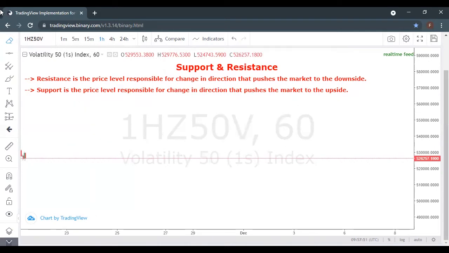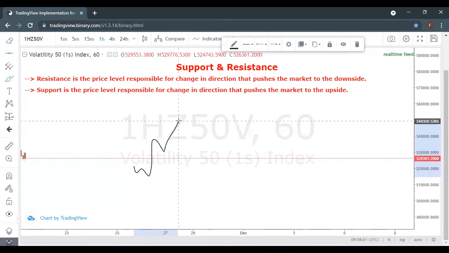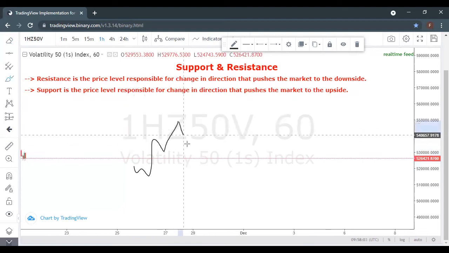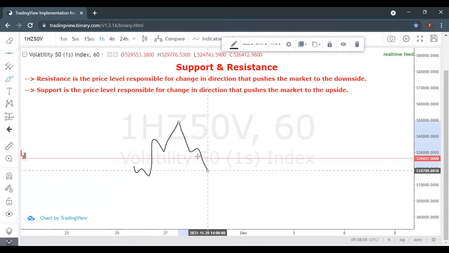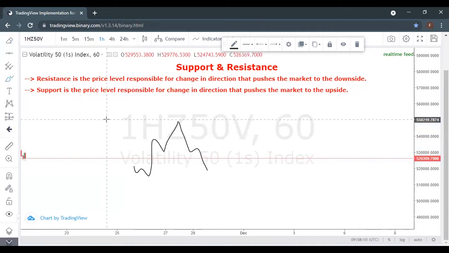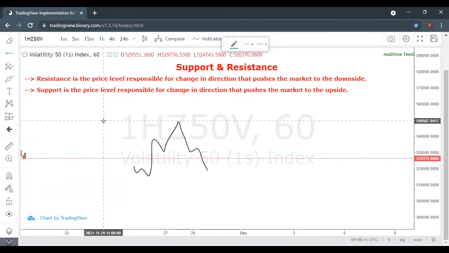So now let's say we have the market that is moving from this point. Then it makes a high and a low. Then it reaches a point where it makes a sharp turn like this. Then it pushes again to the downside. So if the market is going to be rejected from around this level, let's use a trend line.